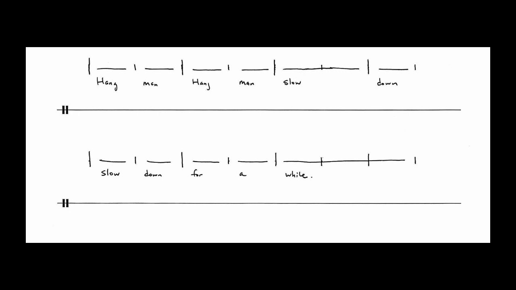Okay, so first of all, here is your regular proto-notation of "Hangman, Hangman, Slow Down for a While." And this one, you can see that the beats are regularly spaced at every dot. You can't see the dots anymore because I wrote over them. And then the meter of this song is a duple meter.